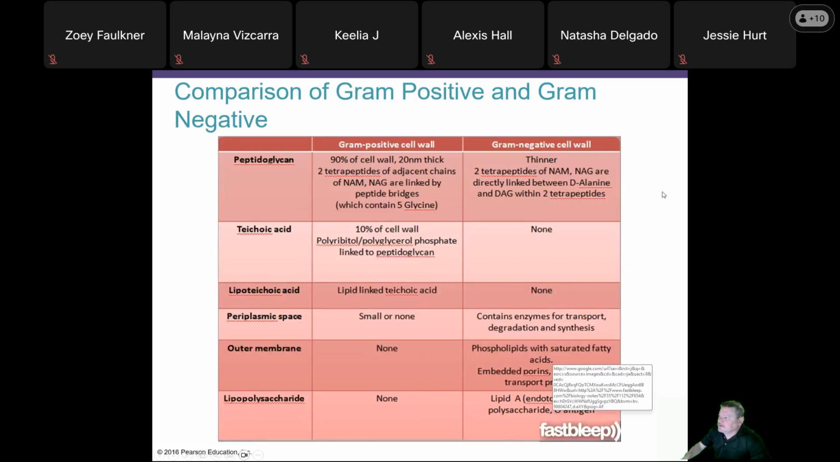This is just another one you can read through if you want to. It just tells you the difference between gram-positive and gram-negative. Pretty much the same things we just went over.